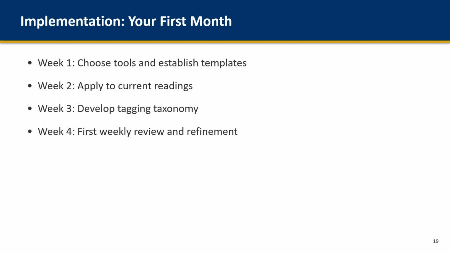In week 3, develop your tagging taxonomy based on what you learned from actual use. Create a reference document listing your tags and their meanings. Apply tags consistently to notes you have already created and to new captures. Week 4 brings your first weekly review. Process any backlog, create permanent notes from highlights, and reflect on how the system is working. Make modest refinements based on your experience. At the end of this first month, you will have a functional system and a much clearer sense of how you want to evolve it.